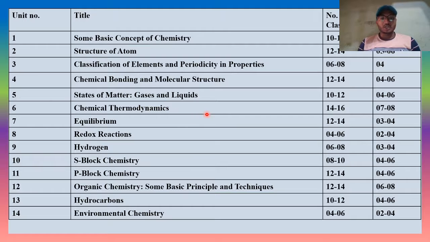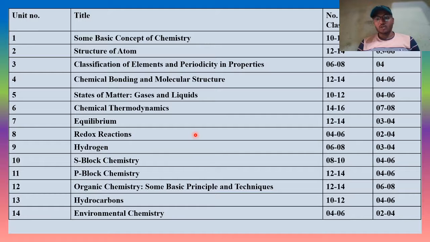Next is chemical thermodynamics. Chemical thermodynamics is a very interesting and very lengthy unit in your syllabus. I will give you at least 14 to 16 classes, and it covers 7 to 8 marks. So the maximum marks for this unit are 7 to 8.